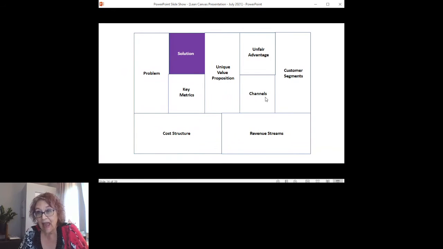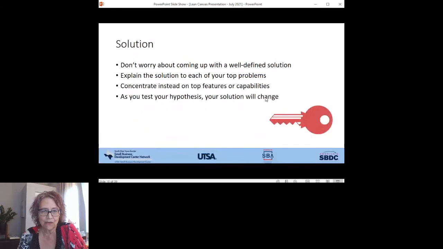So now we're going to get to solution. You thought we'd never get here, didn't you? But this is the time we'll talk about this solution. And the first thing I'm going to tell you is don't worry about coming up with a really good one. Don't worry about coming up with something that's well-defined or detailed, but try to explain the solution to each of your top problems that you outlined at the beginning.